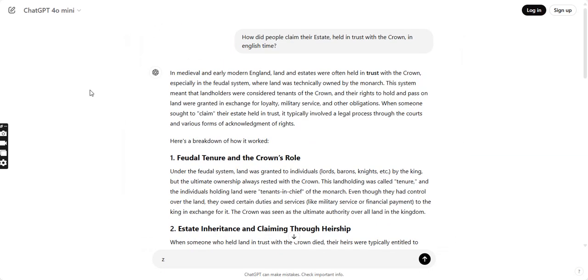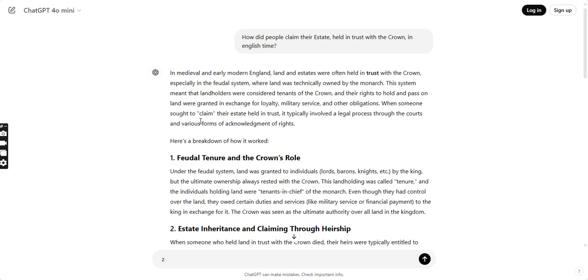All right, so I asked ChatGPT, how did people claim their estate held in trust with the crown in English time? And it says, in medieval and early modern England, land and estates were often held in trust with the crown, especially in the feudal system, where land was typically owned by the monarch. This system meant that landholders were considered tenants of the crown, and their rights to hold and pass on land was granted in exchange for loyalty, military service, and other obligations.